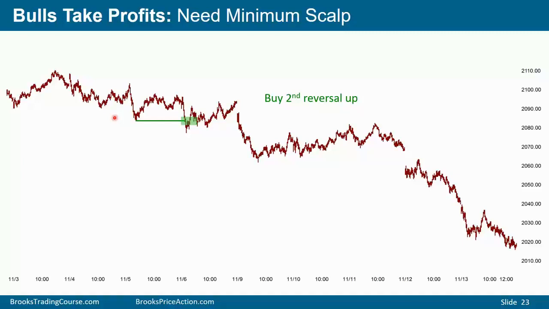Many traders like to enter on second reversals, so we reversed up, the bear trend tried to resume, and we're trying to reverse up a second time. So we have a small micro double bottom. That is a higher probability buy.